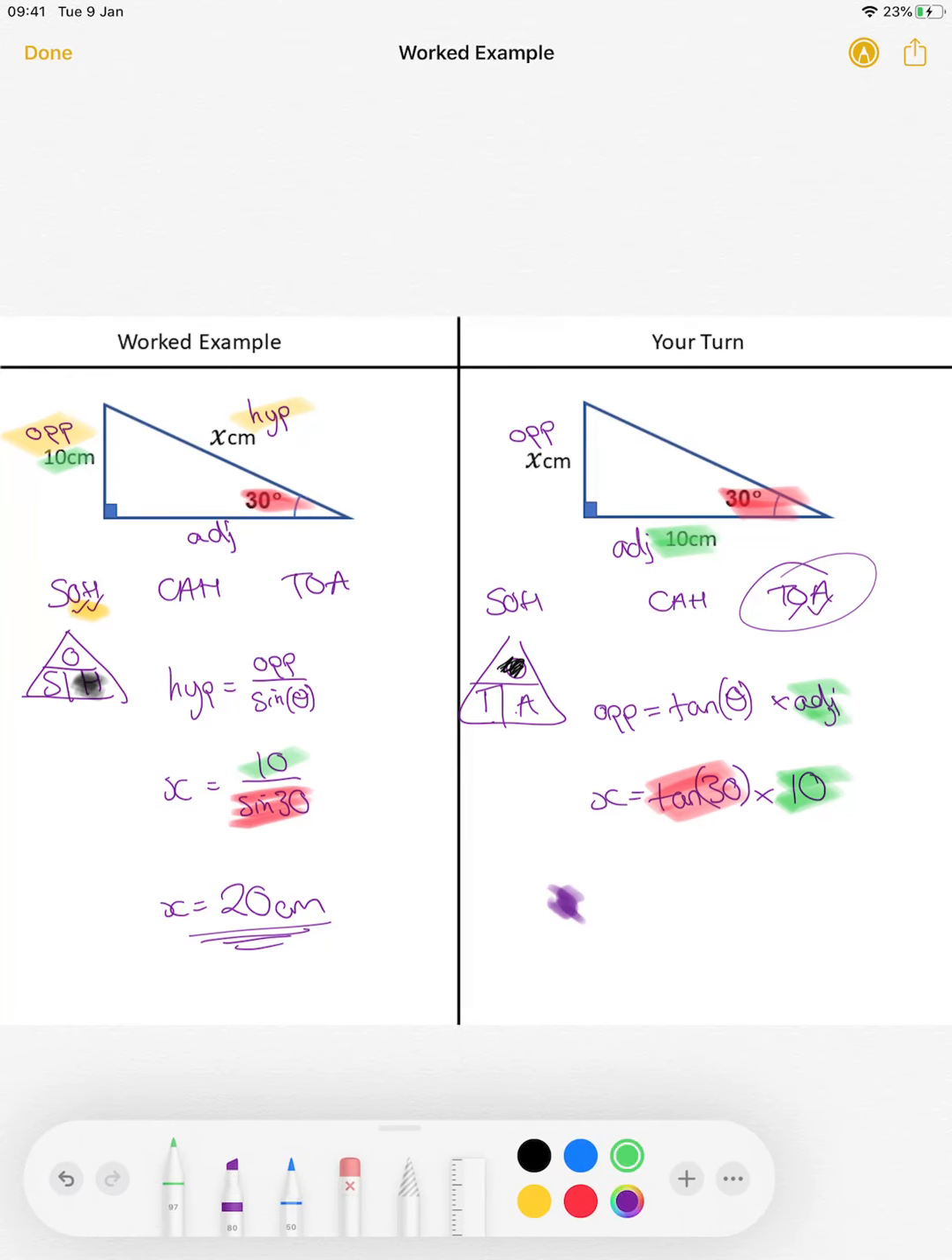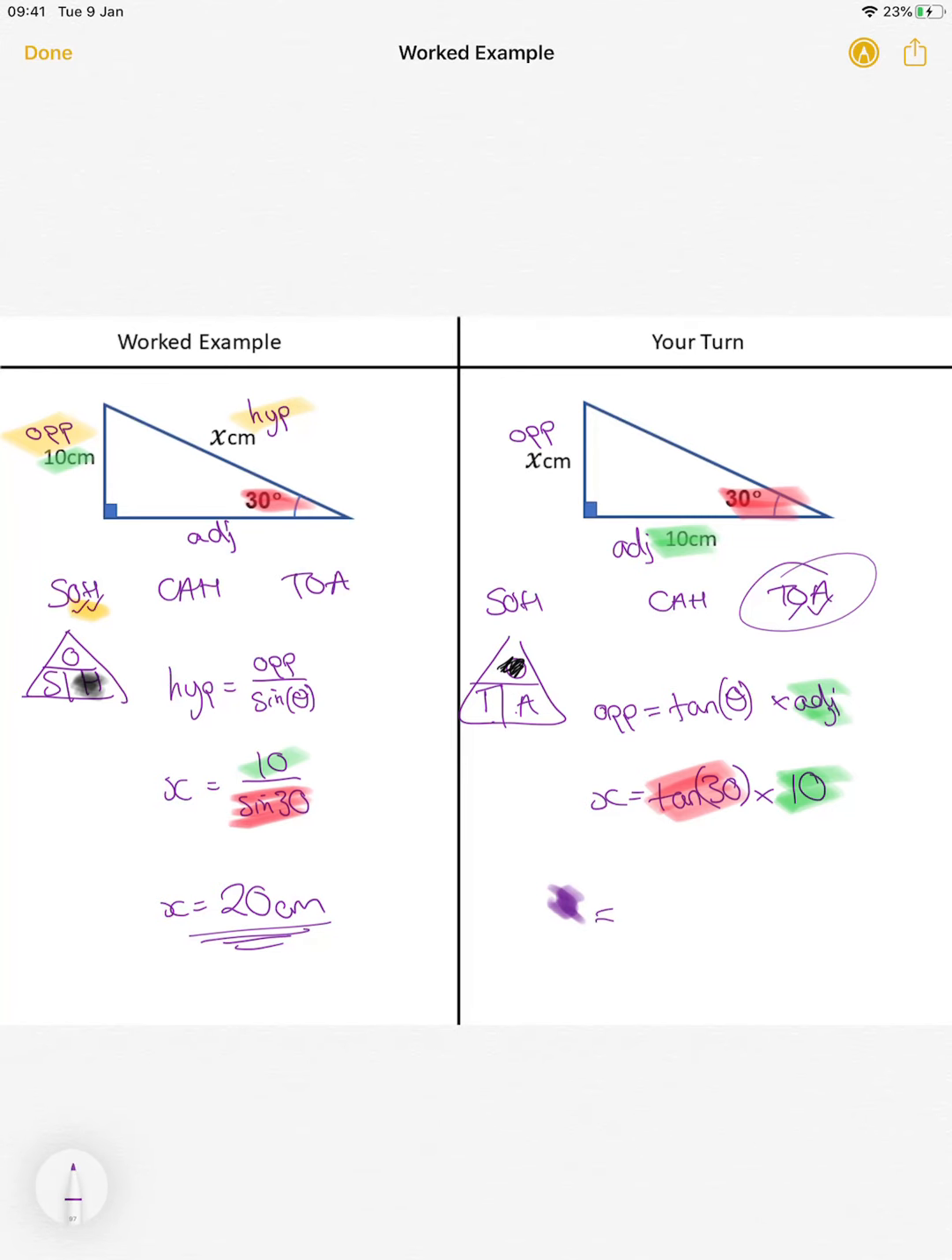x equals 5.7735, blah blah blah. Let's round that off to one decimal place, 5.8, and it's in centimeters. So what I'm saying is that side there is 5.8 centimeters.